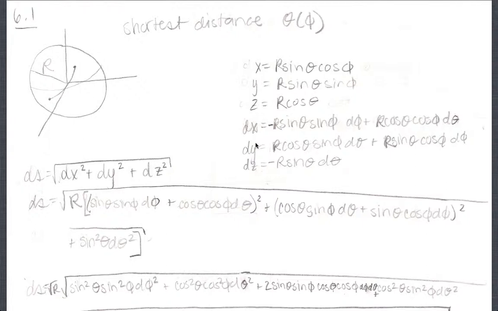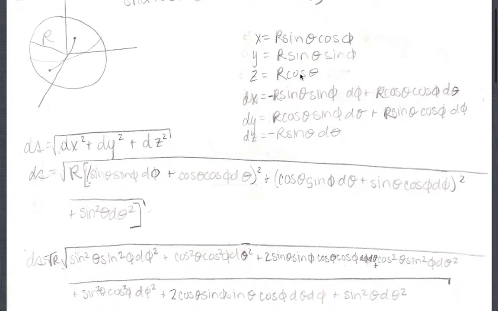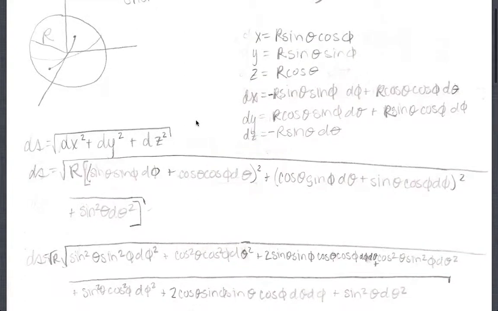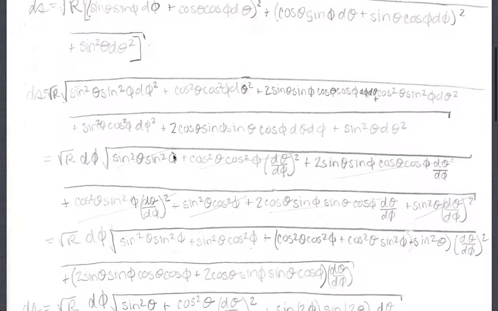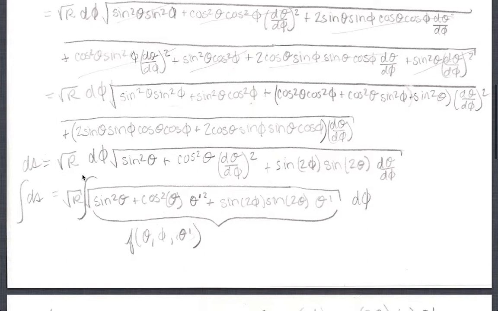And then dy and dz just do the same thing, except dz is a lot easier. And then I plugged all of this into this ds equation, and I simplified, and I simplified, and I simplified. I eventually got down to ds is equal to the square root of r times d phi. I pulled out a d phi at some point because I'm finding theta with respect to phi, so I'll integrate over phi.